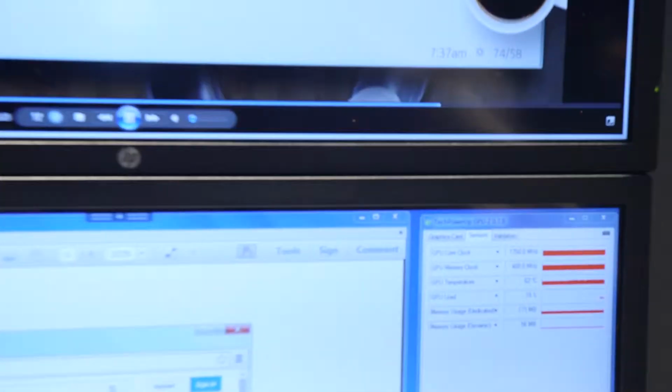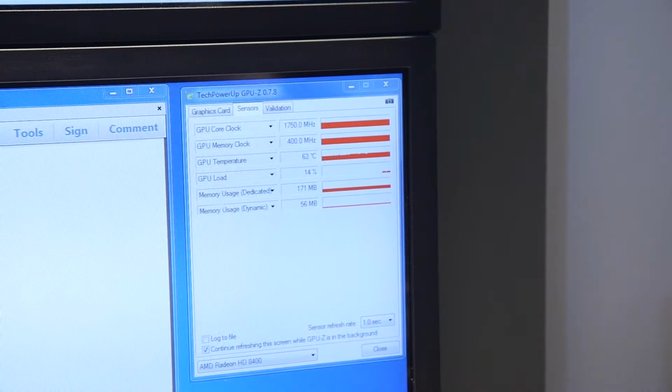Okay, hold on a second. Oh, that's awesome. Okay. Go ahead. So what about the GPUs now?